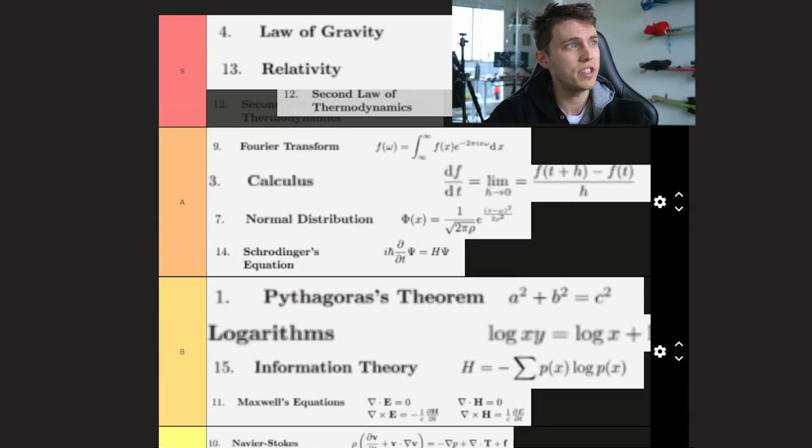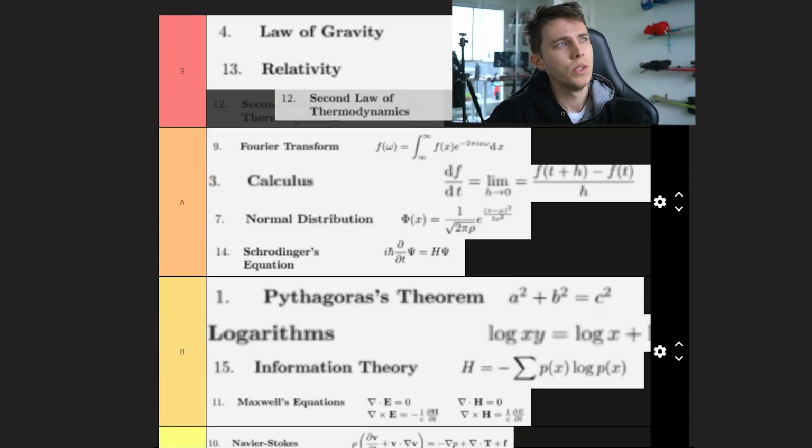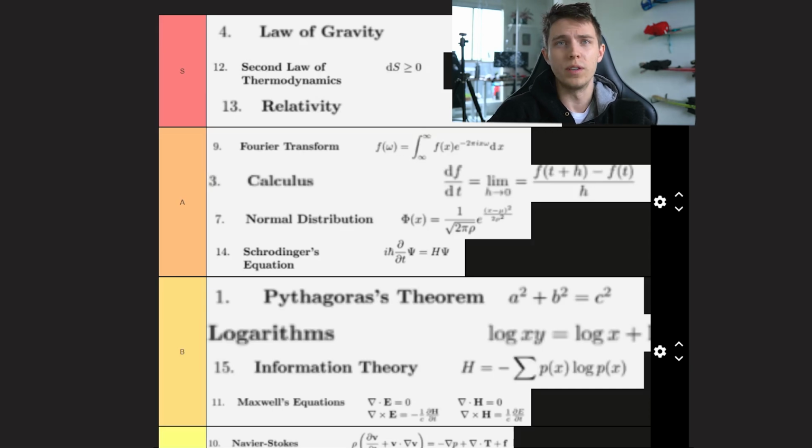I think this is really important because it really has to do with fluid dynamics and with particle physics and with really a wide variety of applications, and it is a law of nature. As things progress, things become more chaotic, and that's just a proven law of our natural world. So I think that's really cool. I'm gonna put it up to S, but I'm actually even gonna put it over relativity.